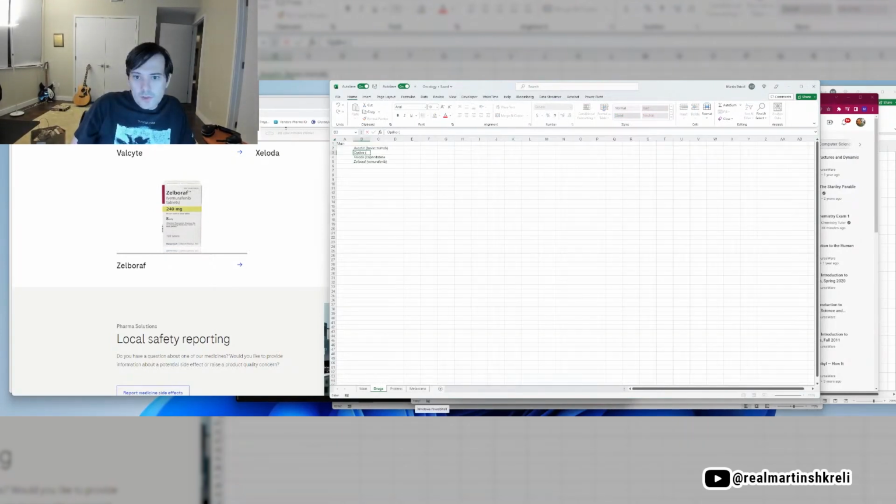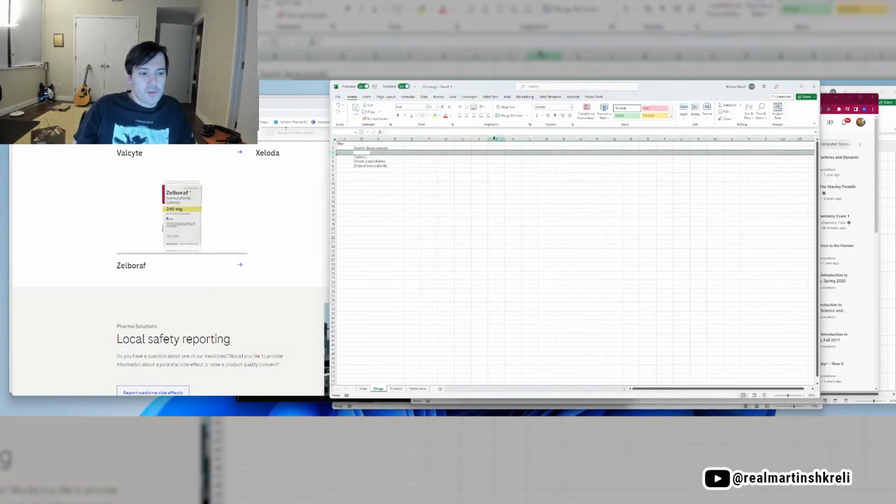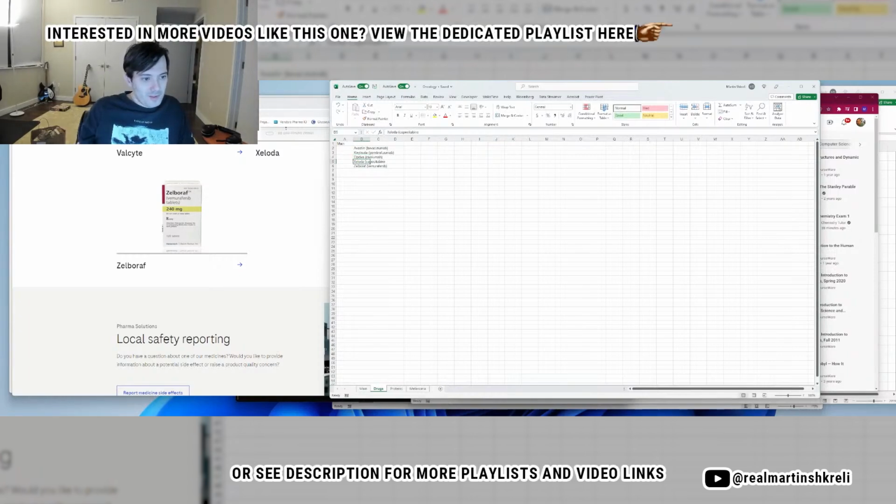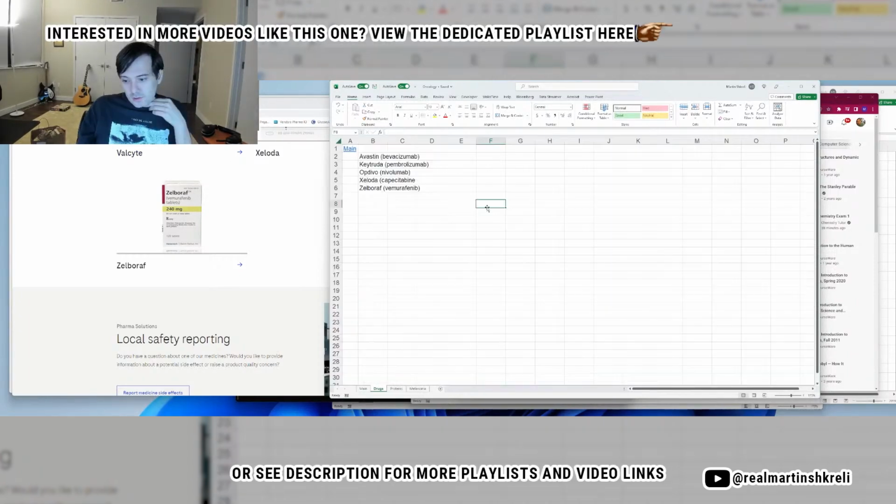What is Opdivo's generic name? Somebody knows off the top of their head. I know I do. It's a good pop quiz for you. Keytruda is pembrolizumab, right? Which one's Opdivo? I'm gonna write it. Maybe you guys can. There we go. Of course, it's nivolumab. You never forget. Oh, you did a study on it.